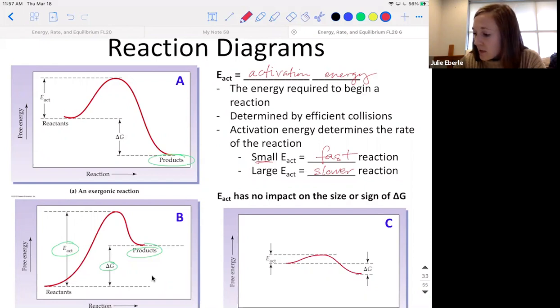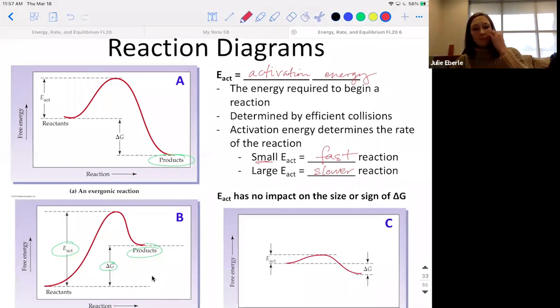So let me ask you, A, B, or C, which one is our fastest reaction? There we go. Bradley said it, but everybody said it. C, this one's the fastest. Which one's the slowest? Good, Bradley. B.